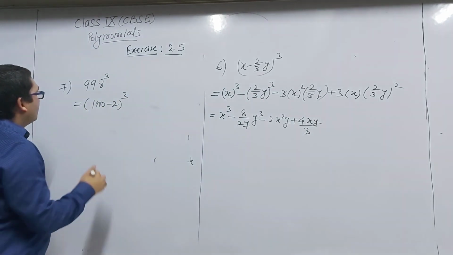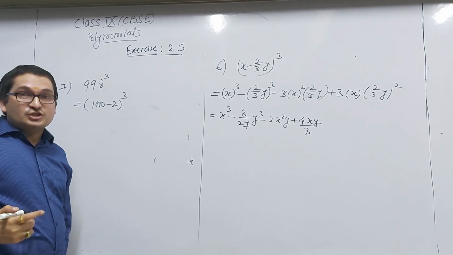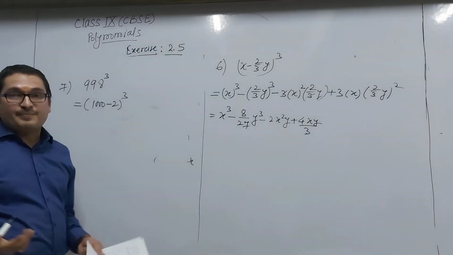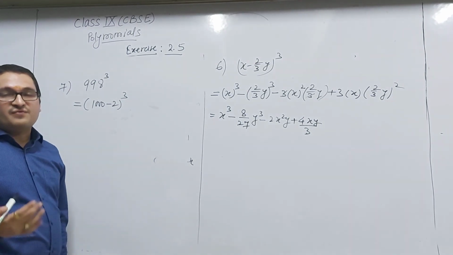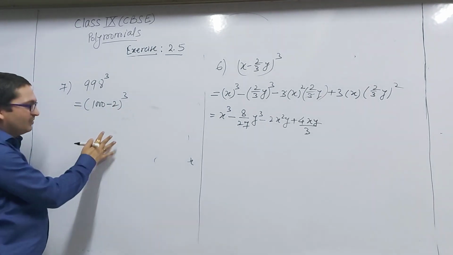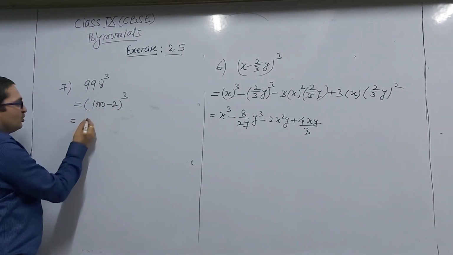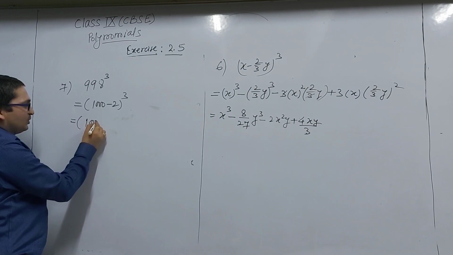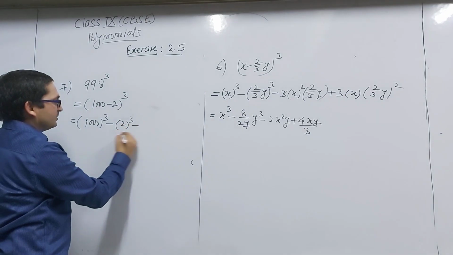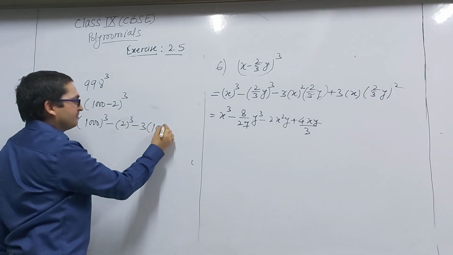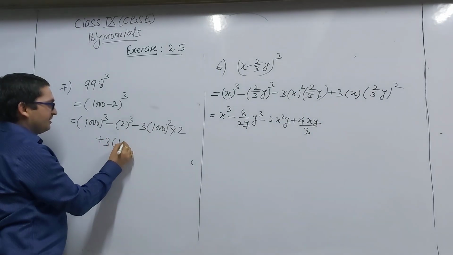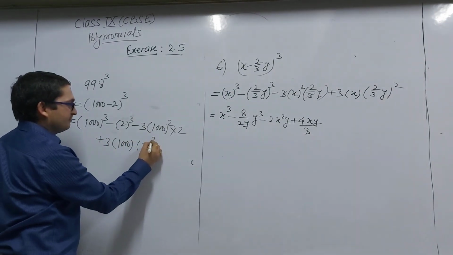If you take 990 plus 8 whole cube, or 900 plus 98 whole cube, it will be difficult for you, because again you are going to multiply 98 three times. This is a simple calculation. This is the a cube. We are going to apply a cube minus b cube minus 3a square b plus 3a b square. That's it.